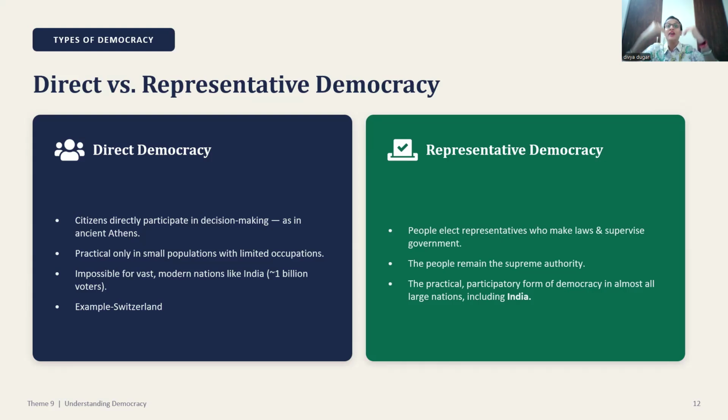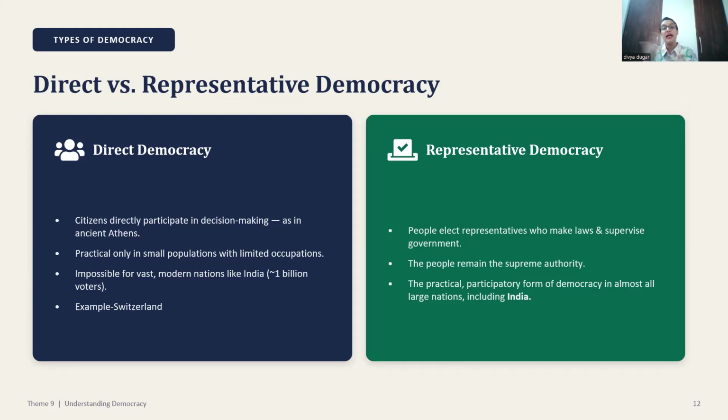That is why we choose our representatives, who can take decisions on our behalf, so that clashes should not happen. But in direct democracy, citizens directly participate in the decision making process. That is only possible with a very small population. If there is a large population, it's not possible; if all people participate in decision making, there will definitely be so many clashes. The best example of direct democracy is Switzerland. Direct democracy means citizens directly participate in decision making, but this is only possible with a small population.